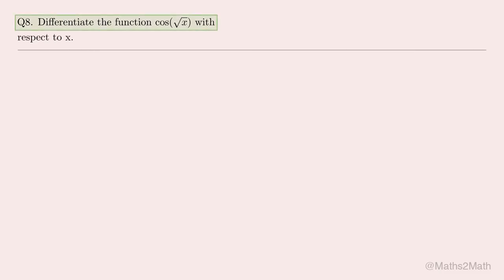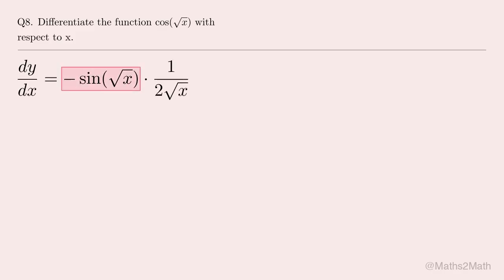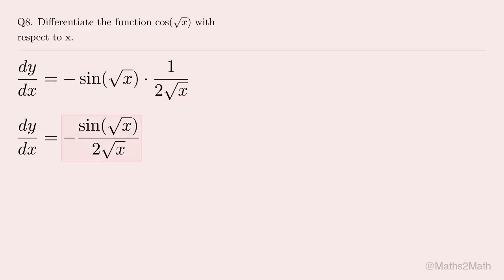Question 8. Cosine of the square root of x. A gentle 2-layer chain rule to close the differentiation set. Outer cosine gives minus sine. Inner root gives 1 over 2 root x. Combined into a single fraction.